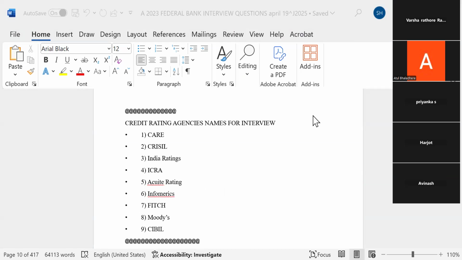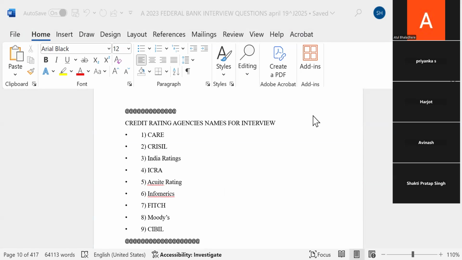First, CARE. Second, CRISIL. Third, India Ratings. Four, ICRA. Fifth, Acuite Ratings. Six, Infomerics. Seven, Fitch. Eight, Moody's. Nine, CIBIL. Why I gave this? Because in many interviews, they simply ask, please tell us the names of 3 or 4 credit rating agencies. For that, it will be useful.